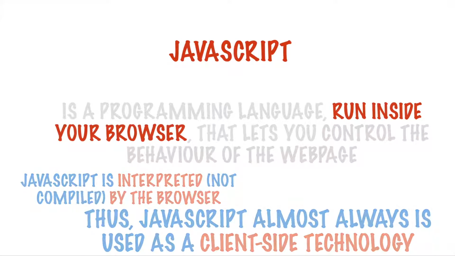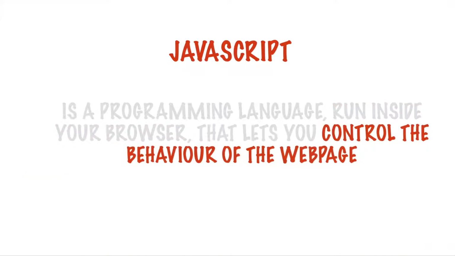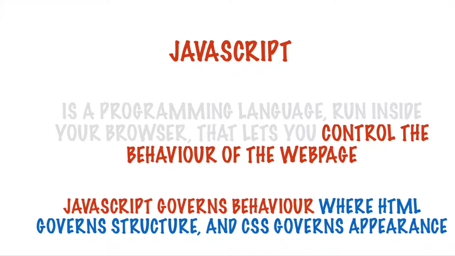So what does JavaScript do? JavaScript controls the behavior of the web page. JavaScript is completely responsible for what happens when you click on something. Does it display another UI element? Or does it hide something? Does it show something? JavaScript governs this kind of behavior.